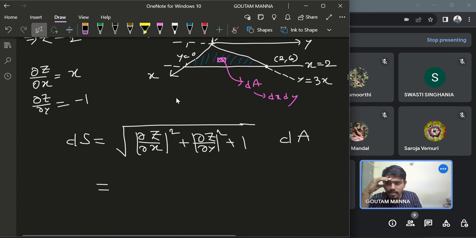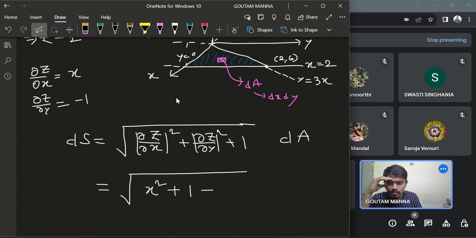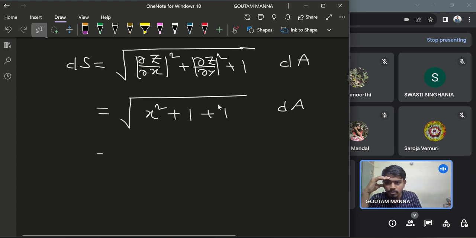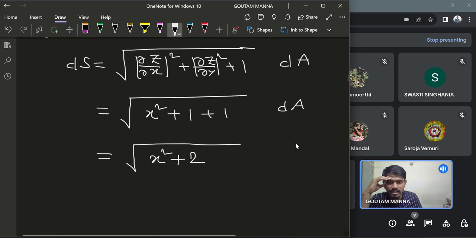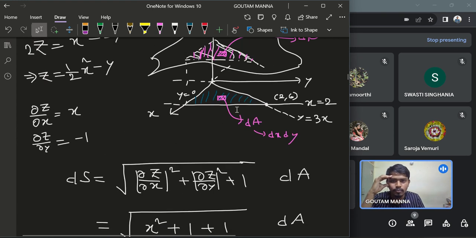So then this ds will be root under x square plus 1, because there is mod square there, plus 1 is d. So then it will be root under x square plus 2. And let me replace this dA by dx dy, because here we don't have the advantage of going through a plane polar coordinate. So let's stick to this Cartesian coordinate.